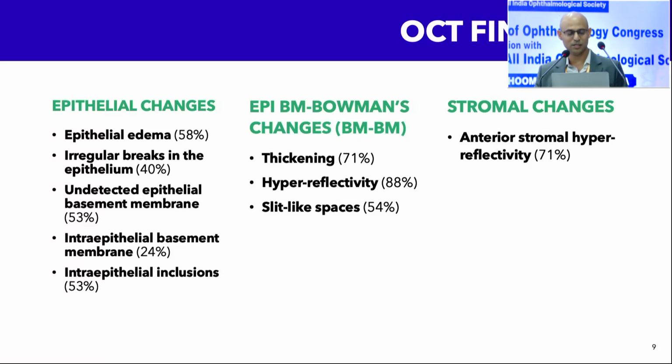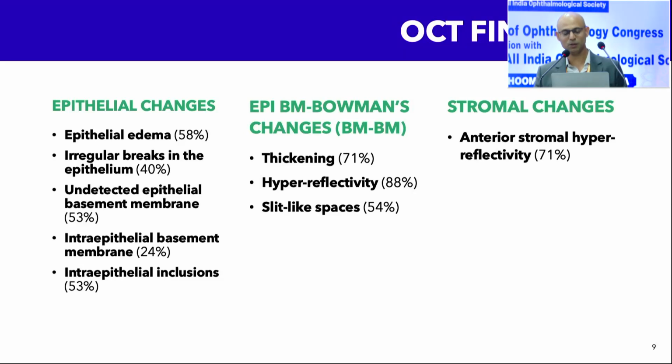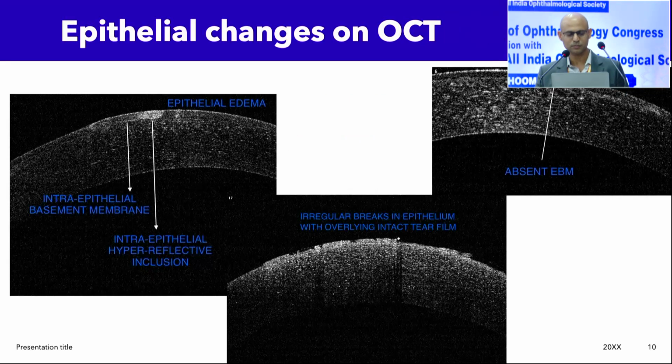So epithelial changes, the most common was epithelial edema, which is thickening of the epithelium, and irregular breaks in the epithelium seen in 40%, undetected epithelial basement membrane in 53%, intraepithelial basement membrane, and intraepithelial inclusions. I'll show you images of all of these, how they look. The BM changes, which are the Bowman's membrane, basement membrane changes, were thickening of the junction in 71%. Hyperreflectivity was the most common sign across the board, 88%, and slit-like spaces in between the two layers. And stromal changes like anterior stromal hyperreflectivity, which is basically because of scarring in the anterior stroma. So I'll just show you what these changes look like in the OCT.